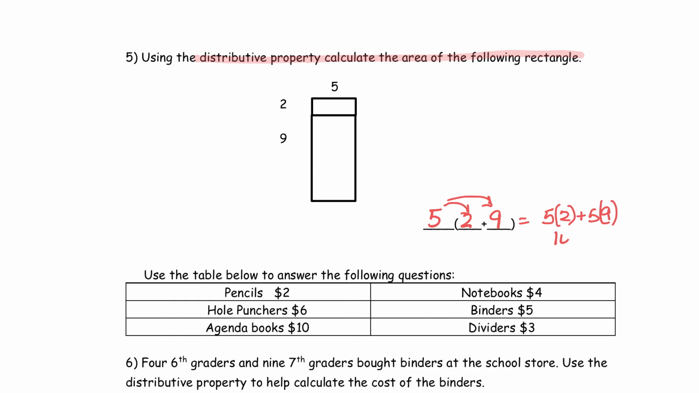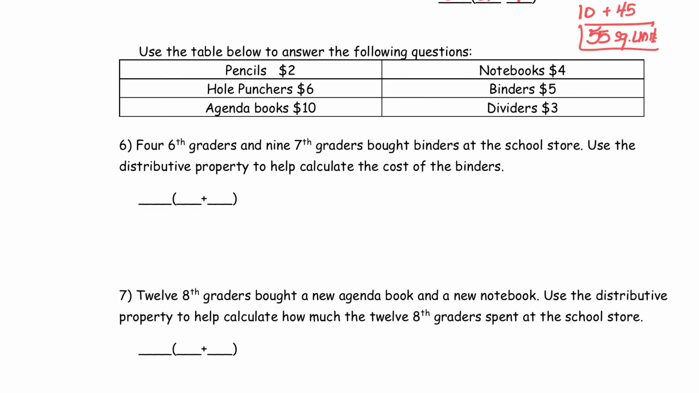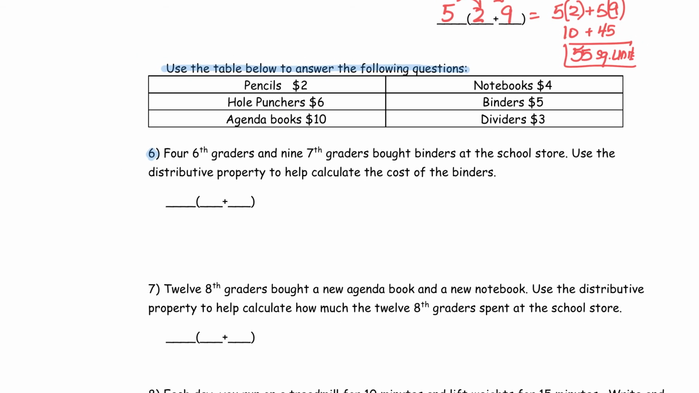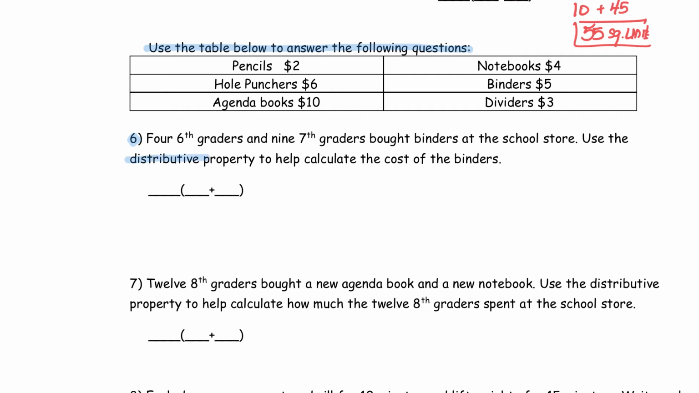If you'd like to pause, you can. If not, you would see that the total is 55, and it's square units because it's asking you for area. Okay, 55 square units. For number 6, we're going to read the question. It says, use the table below to answer the following questions. Number 6, it says 4 6th graders and 9 7th graders bought binders at the school store. Use the distributive property to help calculate the cost of the binders.